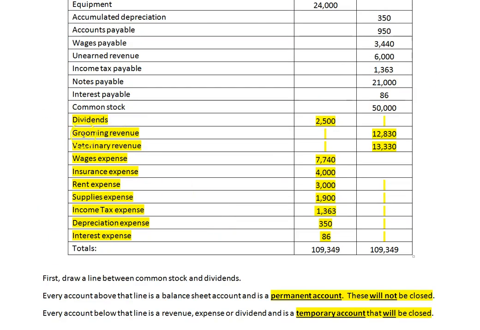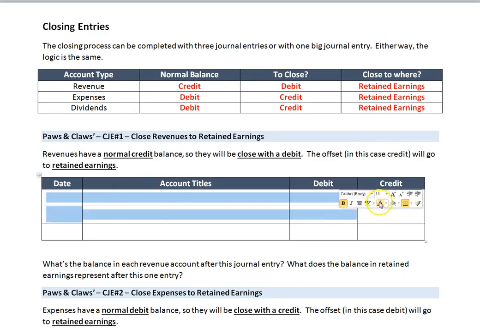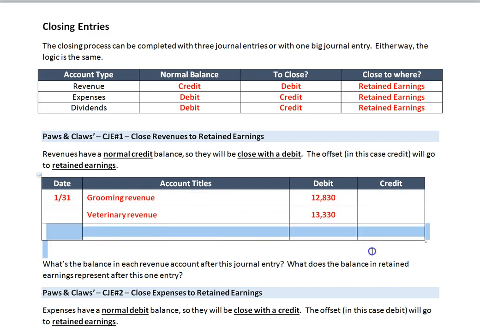Let's go back and see where our revenues are. We have grooming revenue and veterinarian revenue. Both of these have credit balances. We're going to debit both of these accounts for 100% of their amount to zero them out. So we're going to debit both the revenue accounts for 100% of their value to close them out. After I've done this entry, well, the computer won't take it until I credit something, but assuming it does, these grooming revenue and veterinarian revenue accounts have a zero balance.